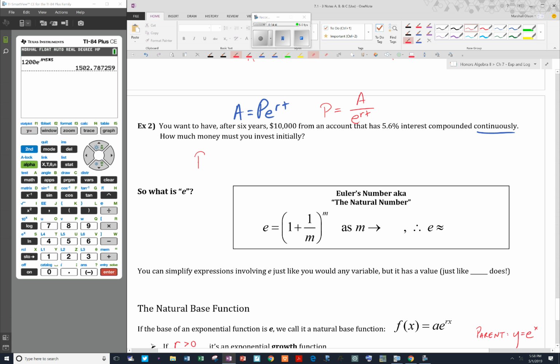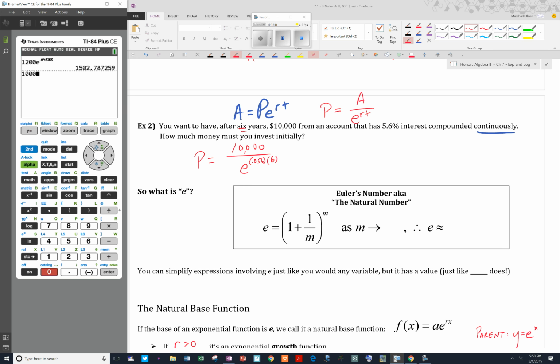So we can find that principal by taking the amount that we want, which is 10,000, and dividing it by e to the, this time our interest rate is 0.056, and that is being multiplied by how many years? After 6 years. 6. All right, so let's find out what that is.